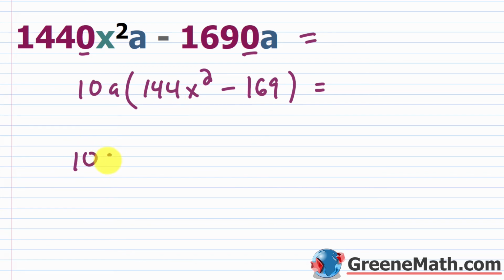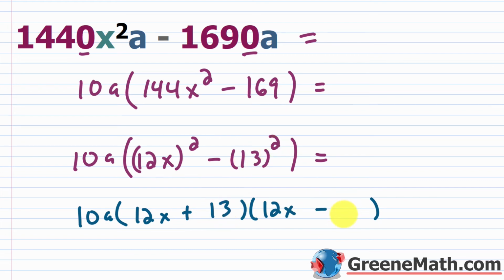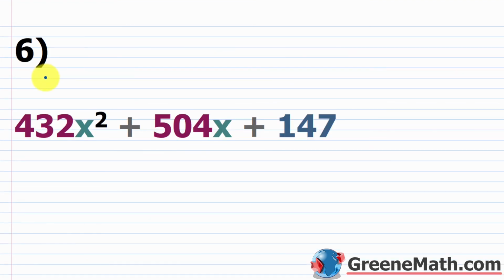So let me write 10a times the quantity. I'm going to write 12x being squared like this. And then minus 169 is actually 13 being squared. So again, it's crystal clear what we need to do. Let's put the 10a out in front. This guy right here, this 12x, is going to go in the first position of each, okay? I'm going to alternate my signs, so plus and minus. This last guy, this 13 being squared, is going to go in the last position of each. So we get 10a times the quantity 12x plus 13 times the quantity 12x minus 13.